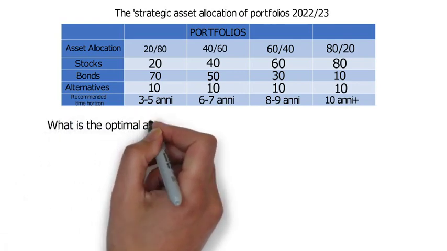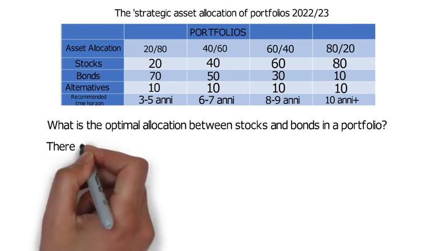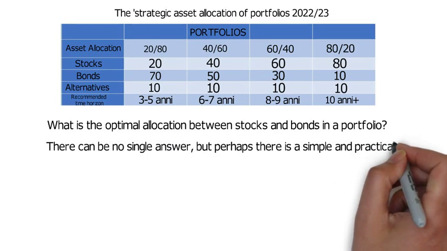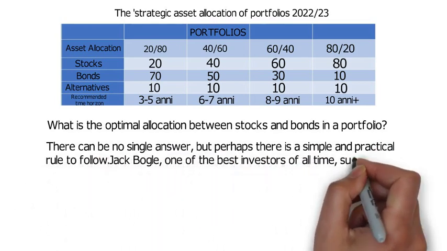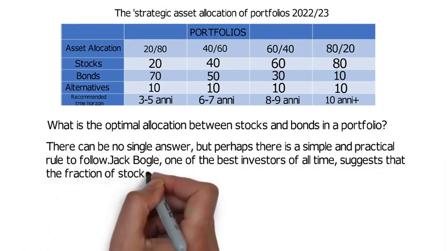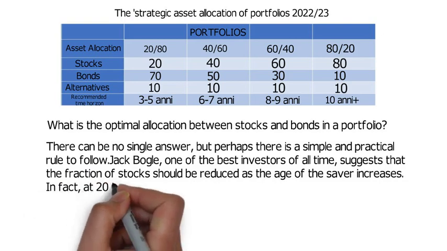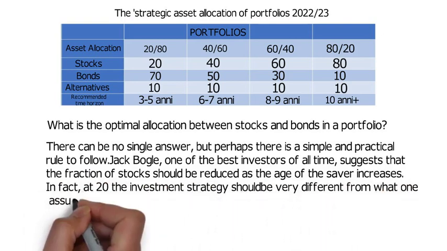What is the optimal allocation between stocks and bonds in a portfolio? There can be no single answer, but perhaps there is a simple and practical rule to follow. Jack Bogle, one of the best investors of all time, suggests that the fraction of stocks should be reduced as the age of the saver increases. In fact, at 20, the investment strategy should be very different from what one assumes at 60.